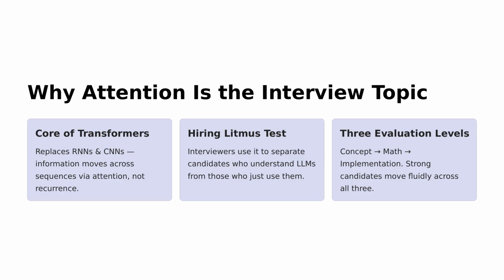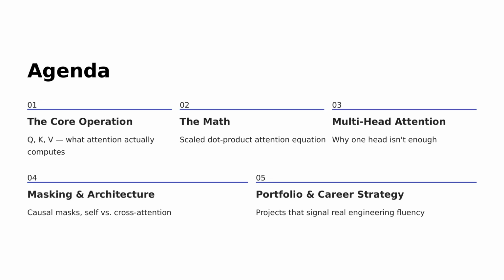Attention is such a common interview topic because it sits at the heart of transformers. Unlike RNNs or CNNs, transformers move information across a sequence through attention, not step-by-step recurrence. That makes it a great litmus test. Interviewers can quickly tell who truly understands how LLMs work versus who has only used them. Strong candidates can explain attention at 3 levels: the core idea, the math, and how to implement it.